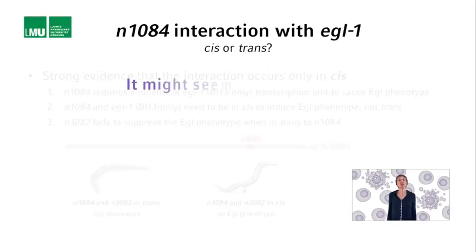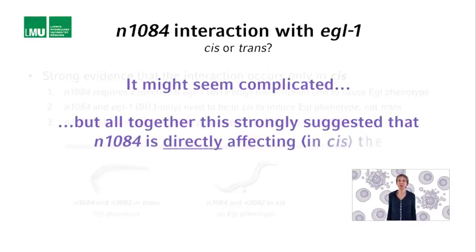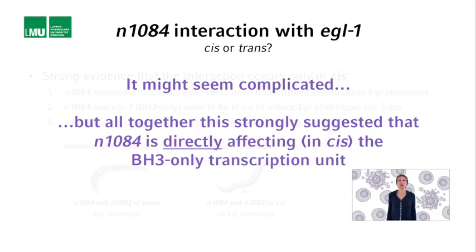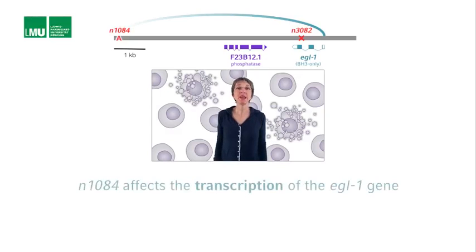Altogether, this strongly suggested that N1084 is directly affecting the BH3-only transcription unit, and that the genes defined by N1084 and N3082 therefore were the same gene, AGO1. For this reason, the AGO1 gene is identical to the BH3-only gene. So that is all good, but what does this mean with respect to the mechanism through which AGO1 activity is regulated? The location of the N1084 mutation with respect to the AGO1 transcription unit very strongly suggested that N1084 affects the transcription of the AGO1 gene.